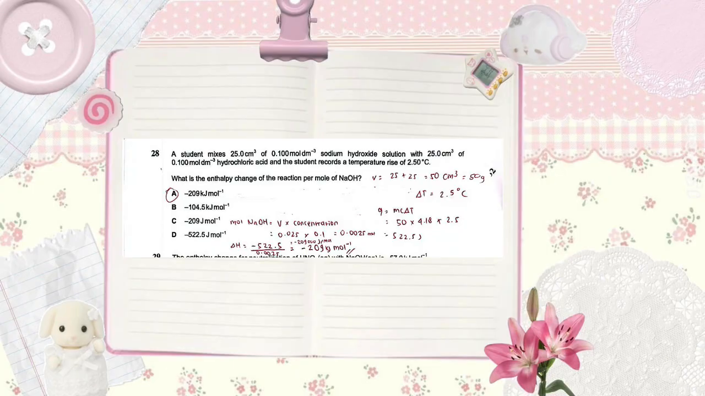The mole of NaOH is volume times concentration. For volume, it's 0.025 because we convert it from cubic centimeters into dm cubed, and then times 0.1 as the concentration. So it would be 0.0025 mole. And then the enthalpy change is Q divided by n. So it's 522.5 per 0.0025 equals minus 209 kilojoule per mole.